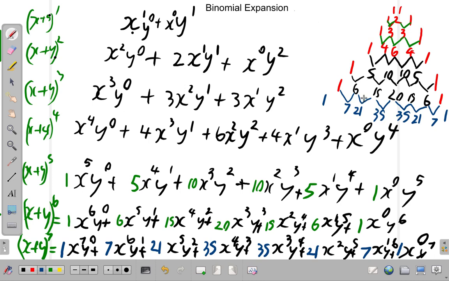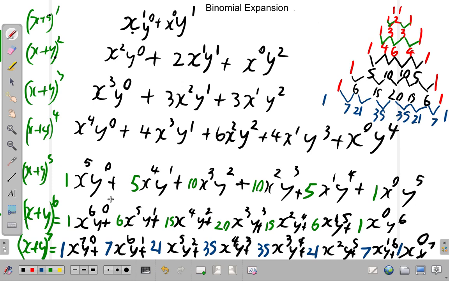Alright? Now, we looked at x plus y to the 6 and x plus y to the 7 from following those patterns. And we said, suppose you are asked to expand without the previous expansion. So you're not seeing a pattern to follow. What would you do? For example, suppose you were asked to expand x plus y to the power of 15.